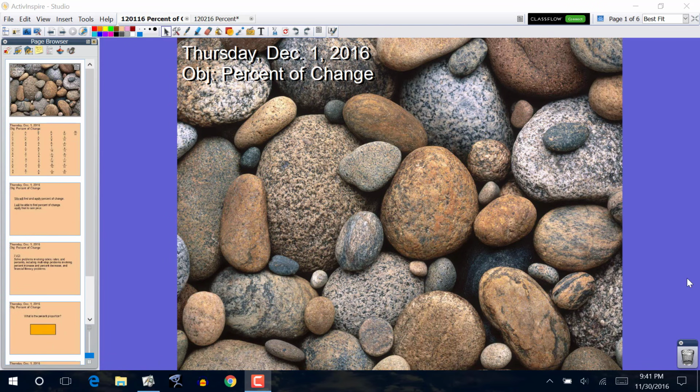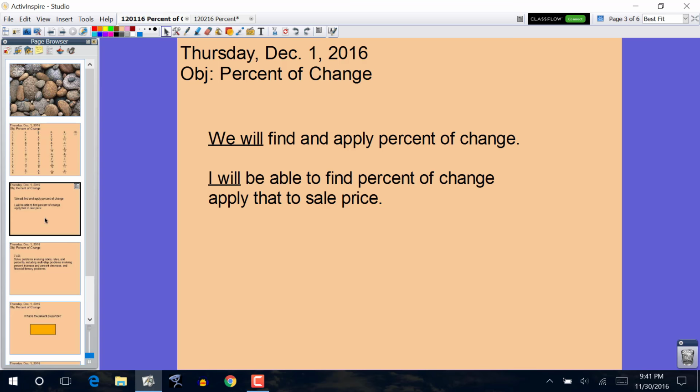Today we're going to talk about percent of change. So by the end of the class, we will find and apply percent of change. So you will, or I will, be able to find percent of change and apply that to sale price. So let's do a little bit of review real quick.